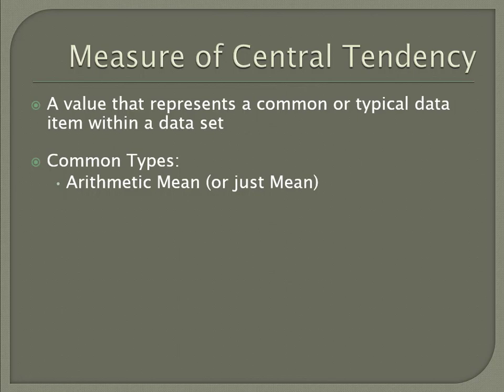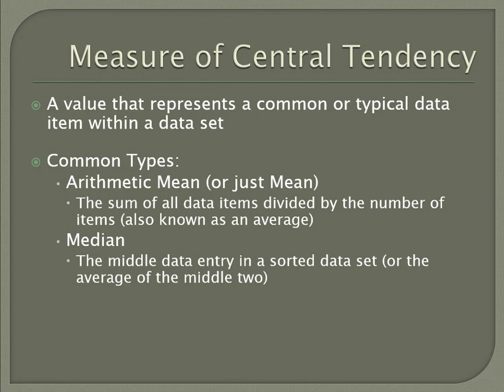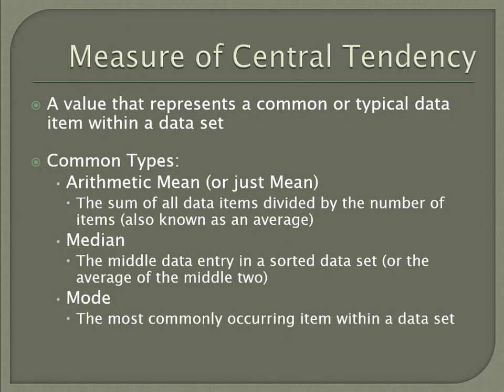There are other types of means, but we're only going to be concerned with the arithmetic mean. And that's simply the sum of all data items divided by the number of items. And it's also known as an average, which you probably are familiar with. Next, we'll look at the median, which is defined as the middle data entry in a sorted data set, or the average of the middle two. And lastly, we'll look at what's called the mode, and this is the most commonly occurring item within a data set.